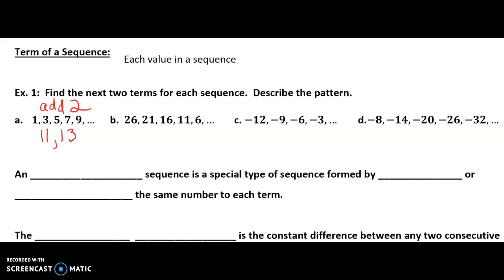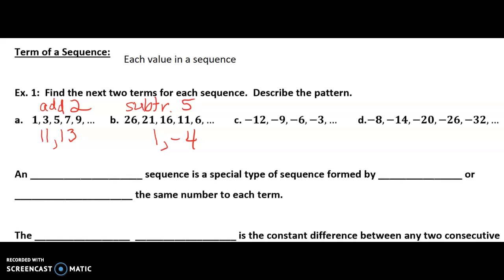Now part B: 26, 21, 16, 11, and 6. What's the pattern? The pattern here is we are subtracting 5 to get to the next term in the sequence. Therefore, the next two terms in the sequence are 1 and -4.